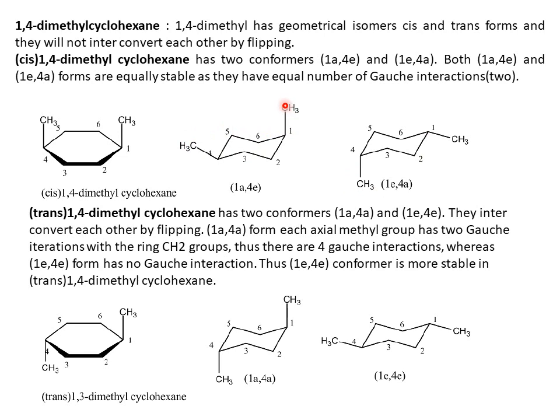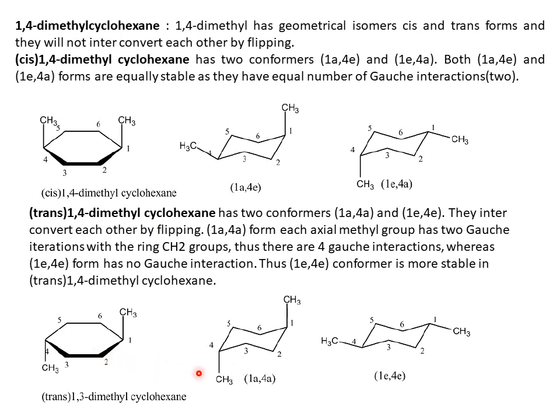And whenever there is an axial methyl group, there will be two gauche interactions. An equatorial methyl group will not have any gauche interactions. Here also one axial methyl group is there, so there are two gauche interactions. So in these two conformers, we have two gauche interactions each. So these two conformers are equally stable. When you come to trans 1,4-dimethyl cyclohexane, which conformer is more stable?